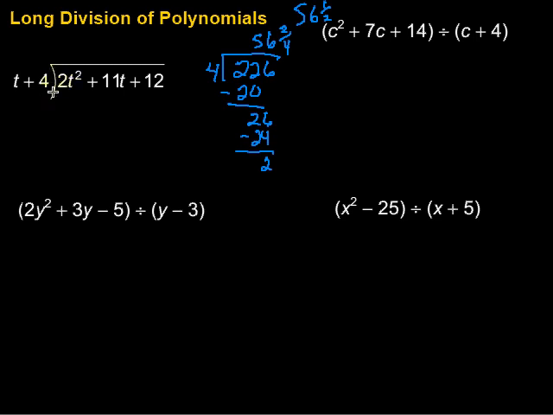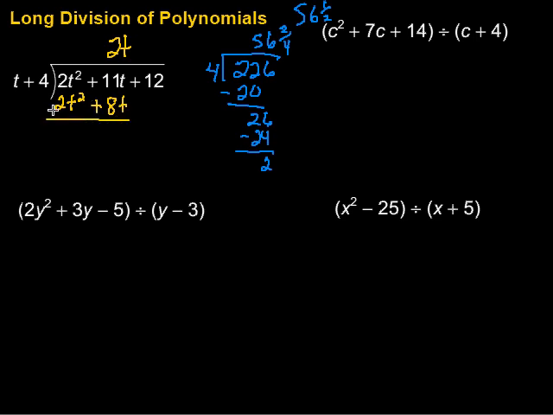What we're going to do is start by looking at this first term right here and say, what do I have to multiply this by to get that? Well, we've got a t there, so I'm going to have to multiply by 2t to make that t into that. So I'm going to put that above right here, matching those up with like terms. Then we take 2t times t, which is going to be 2t squared. Then 2t times 4 is going to be plus 8t.